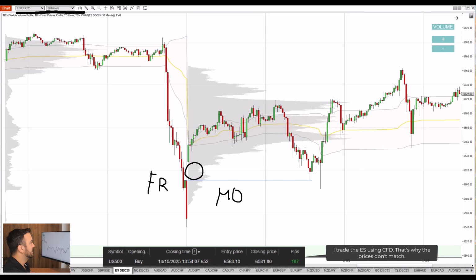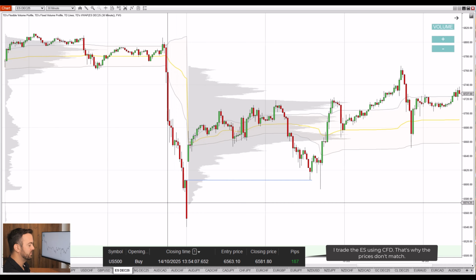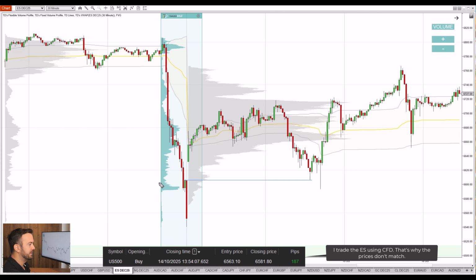Requirement number two is that there needs to be a heavy volume zone behind the gap. You need to use the volume profile to identify the heavy volume zone, and in here you can see that it stands very nicely out. This is the heavy volume zone behind the gap, right? So those are the two requirements, and then you trade from the level which is right here.